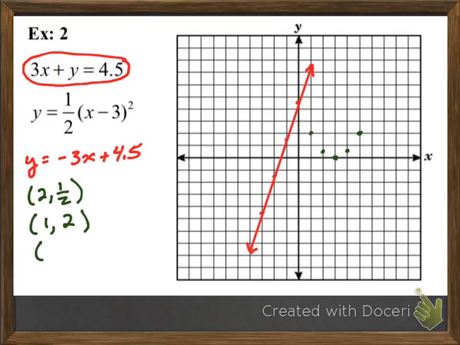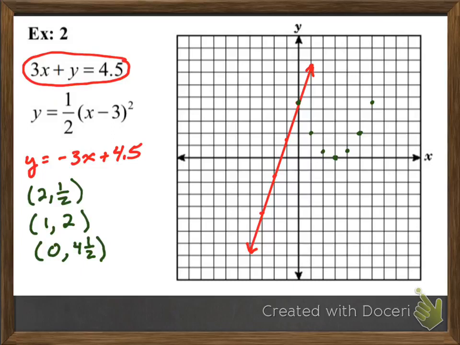All right, so let's use an x value of 0 because that's getting closer to where the line is. So when the x value is 0, 0 minus 3 is negative 3, squared is positive 9, and 9 times a half is 4.5. Well, (0, 4.5), that point is on the line right here. And the symmetric point would be right over here.